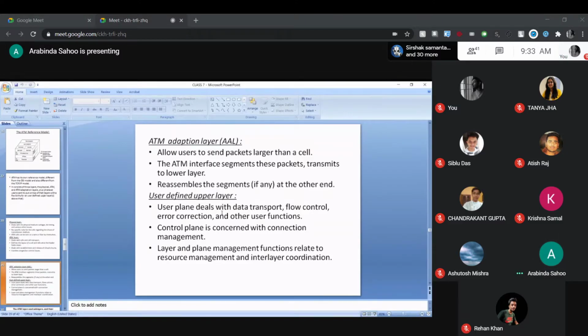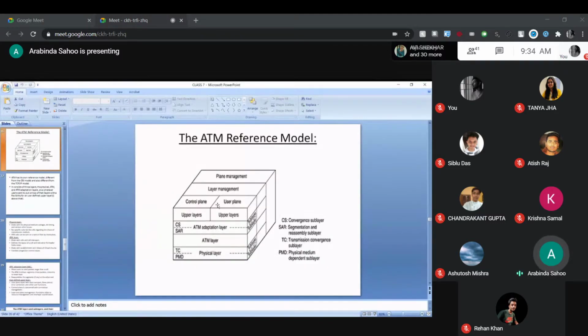This control plane is concerned with connection management, and the layer and plane management functions are related to resource management and interlayer coordination. So write down these functions. The user plane deals with data transport, flow control, error correction, and other user functions, and the control plane is concerned with connection management.